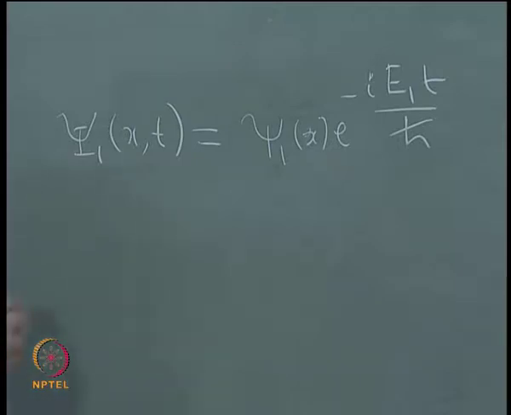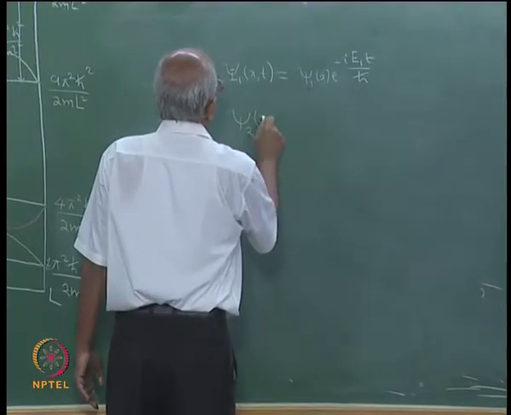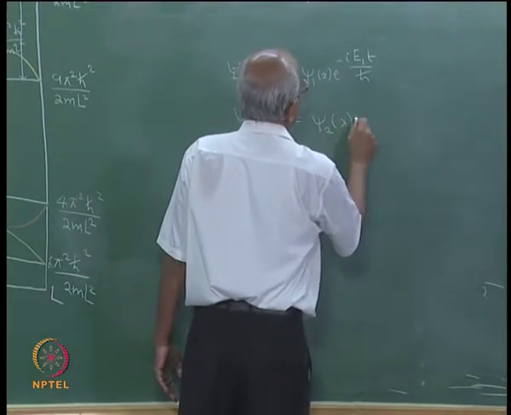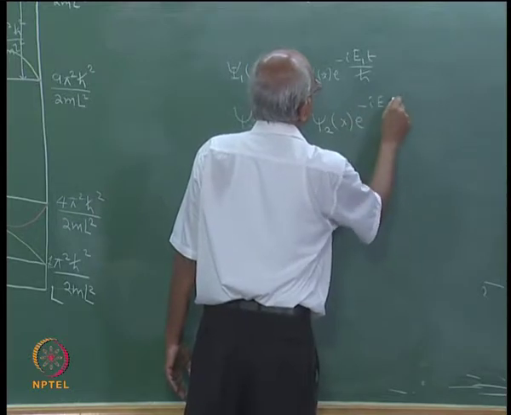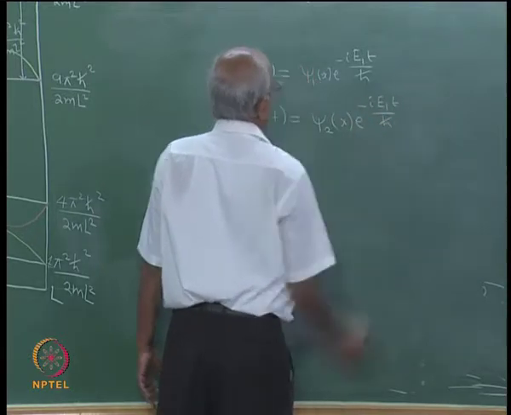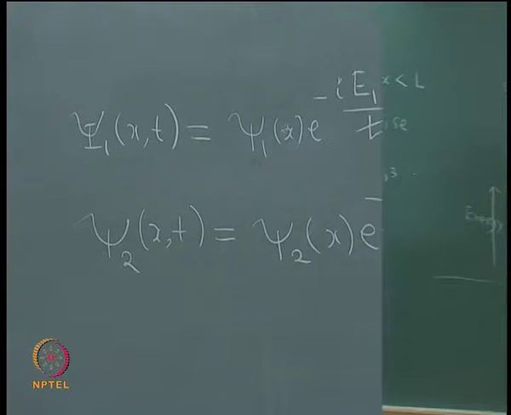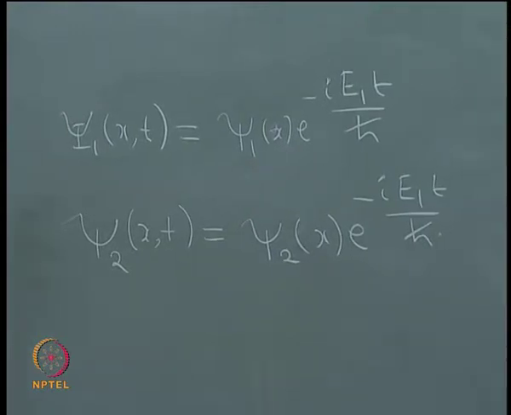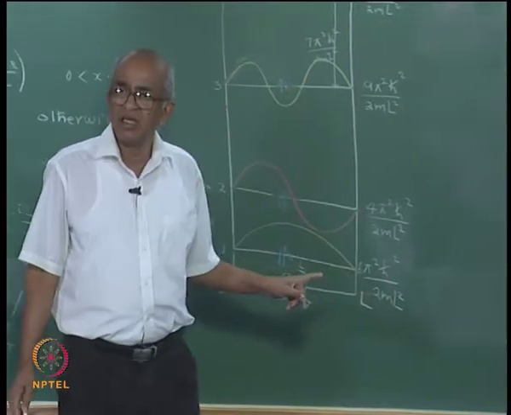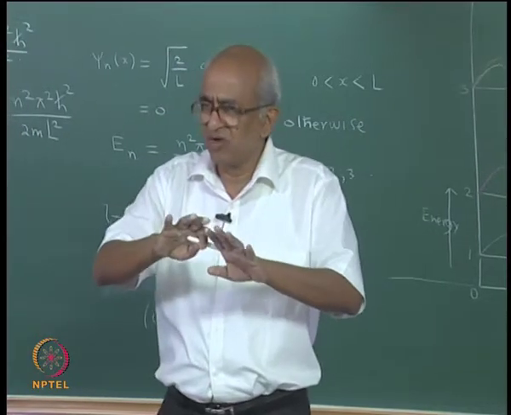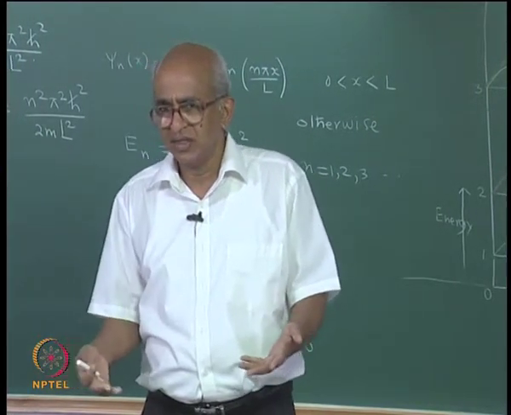Similarly, psi 2 of x, t will be equal to psi 2 of x, we know expressions for it, e to the power of minus i E2 t by h cross. And if I had an electron sitting in this state, then its wave function actually would have this position dependence, and the probability would have roughly the same kind of appearance. The probability density will not change when time passes, right.